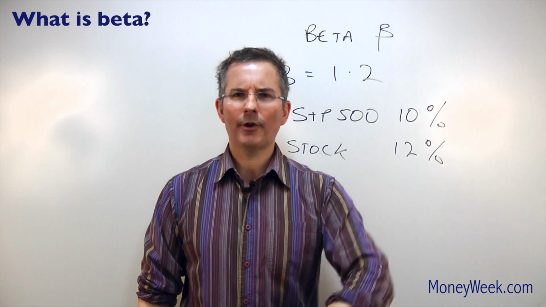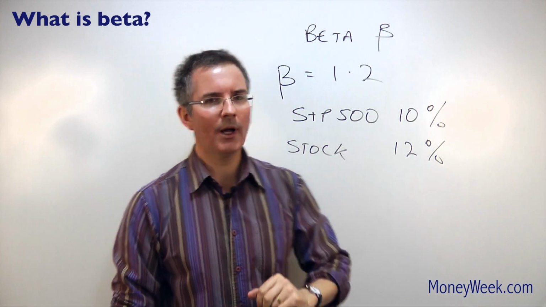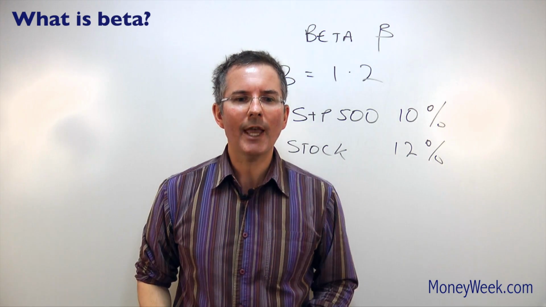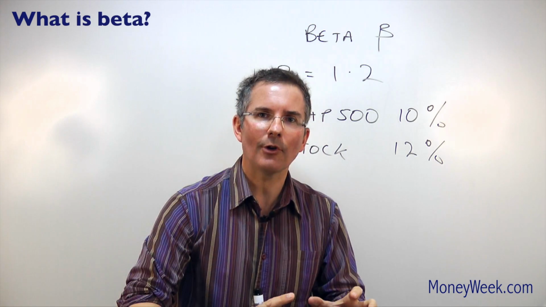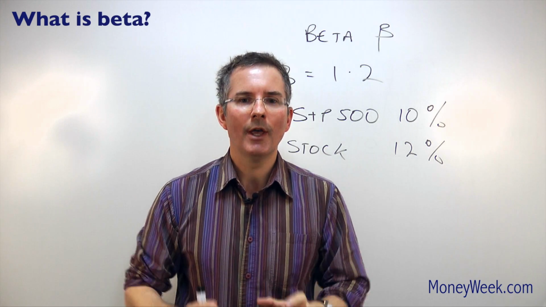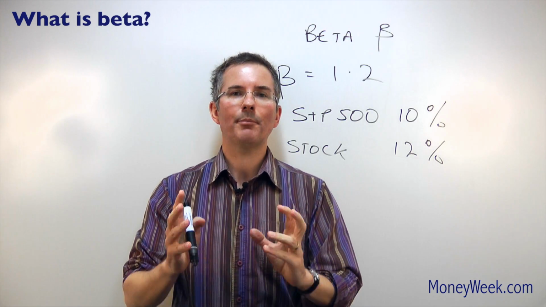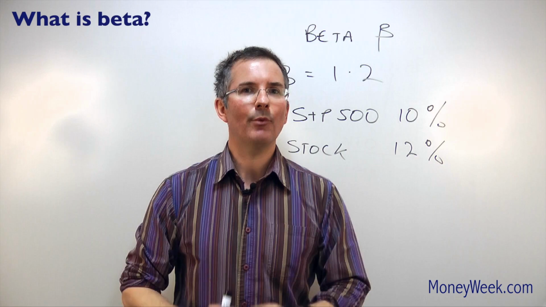Now, it all sounds brilliant so far. I can use it to predict how stocks will perform, I can use it to spread my risk via diversification, I can use it to work out whether I need to be in cyclical stocks or defensive stocks and capitalize on market movements. Sounds too good to be true, and that's because it is. All right? You have to be careful with beta.